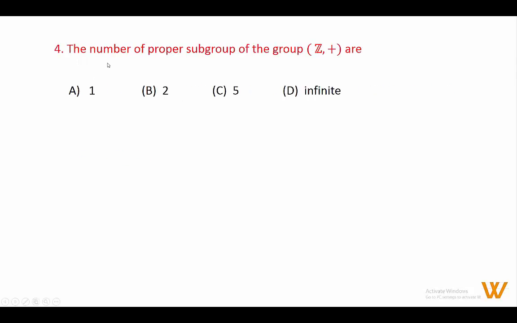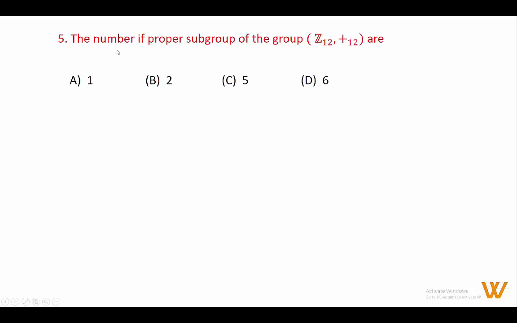4. The number of proper subgroups of the group Z, plus. Z is the set of integers, operation addition. Then the number of proper subgroups of Z plus is infinitely many. Answer is option D, infinite.